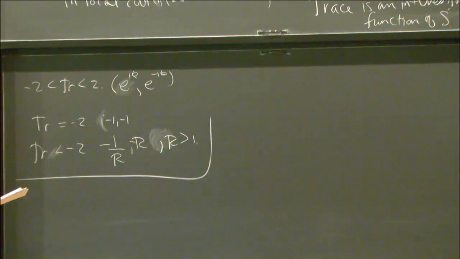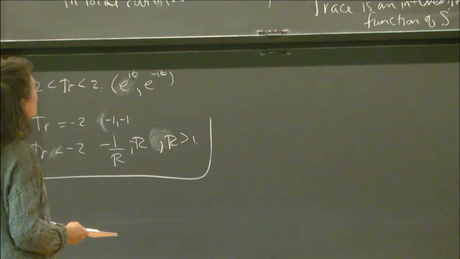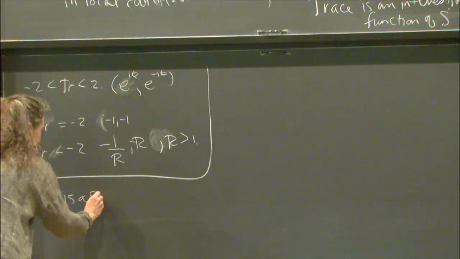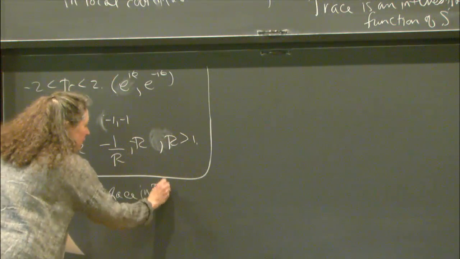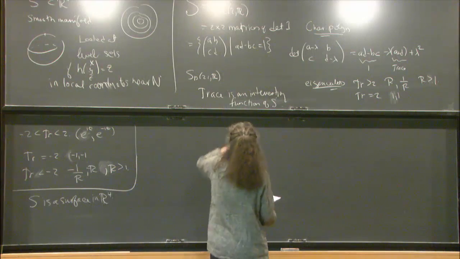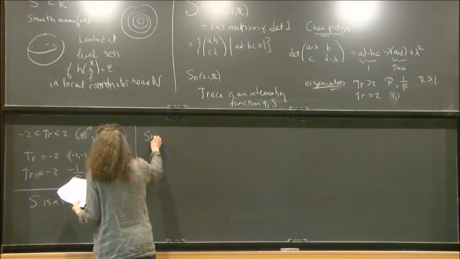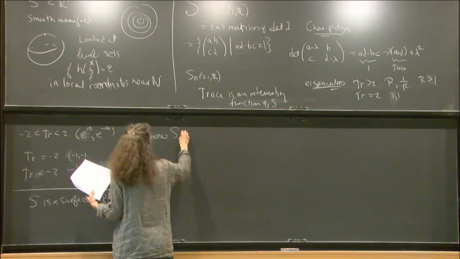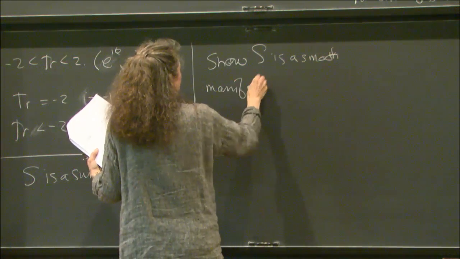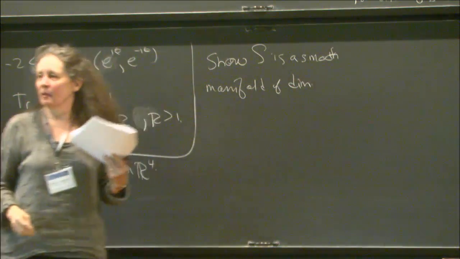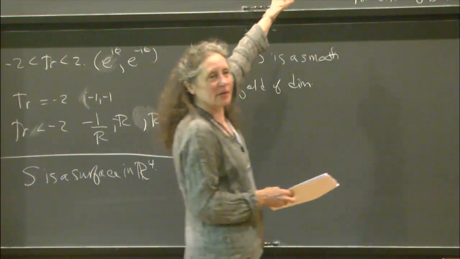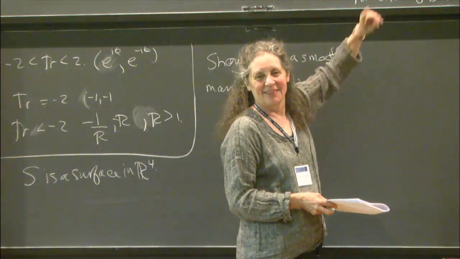Okay, so we're going to look at this again. We're going to think of SL2R as being a surface. So S is a surface in R4. Here's the definition. We want to show that S is a smooth manifold. What should the dimension be? We have 4 variables, A, B, C, D, and 1 equation.